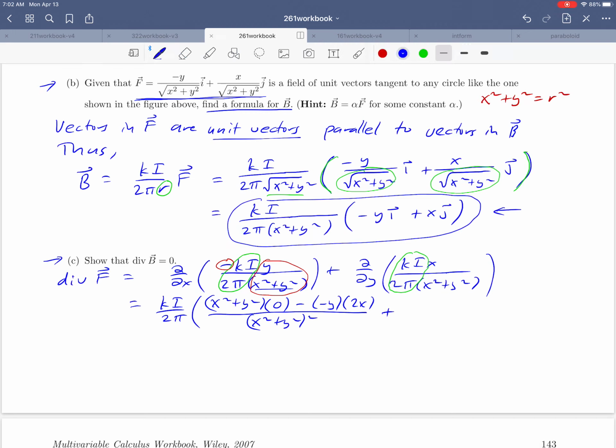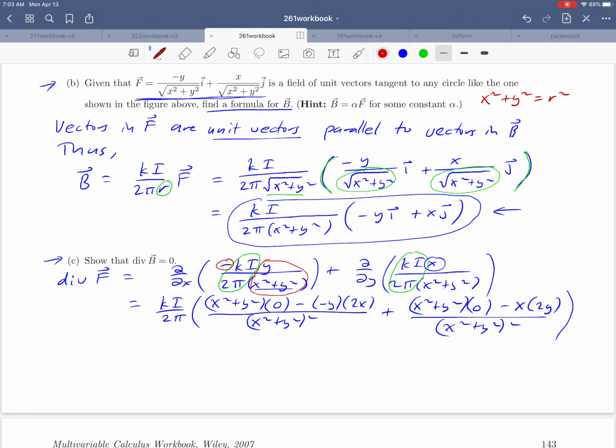Okay, do the same calculation over here, quotient rule. We'll do it a little bit faster. So x squared plus y squared, derivative of the top with respect to y, derivative of x with respect to y is 0, minus high d low with respect to y this time. Okay, there's what we get.